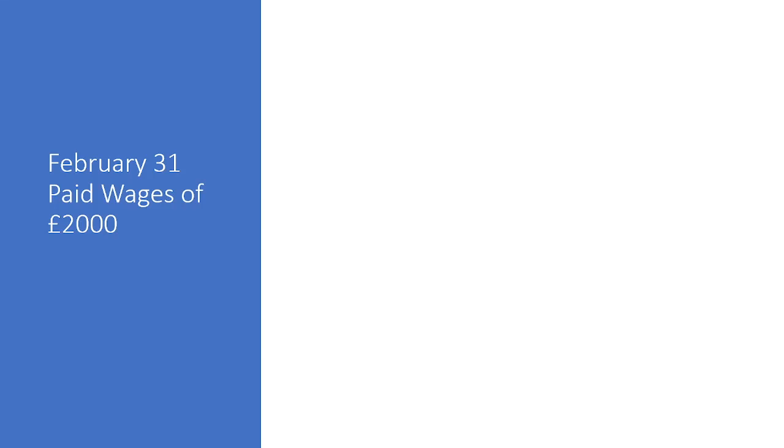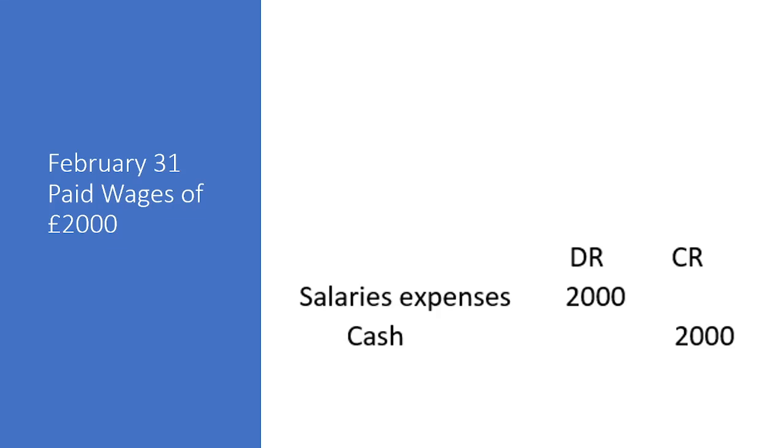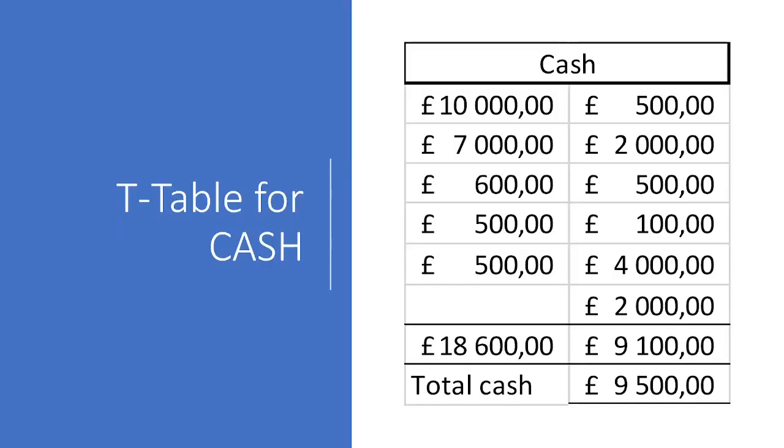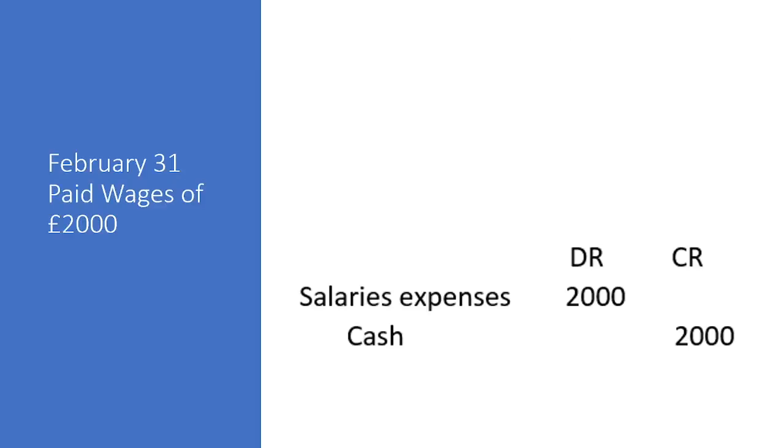Paid wages. So your consultants or yourself or whoever is working for you need wages, obviously. So we're just going to debit salary expenses for 2,000 and credit cash for 2,000. So it goes out. Yeah, and the next one. Oh, I see. Okay, that was the last one. It's the last of the month. Sorry, I didn't recognize it.